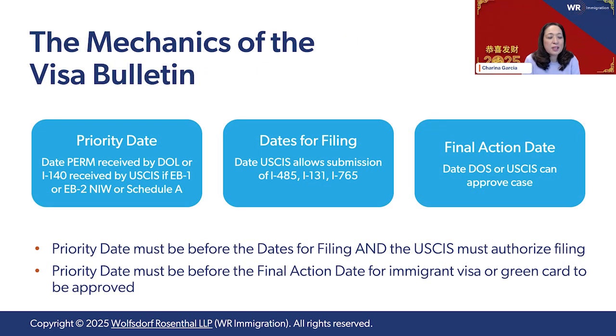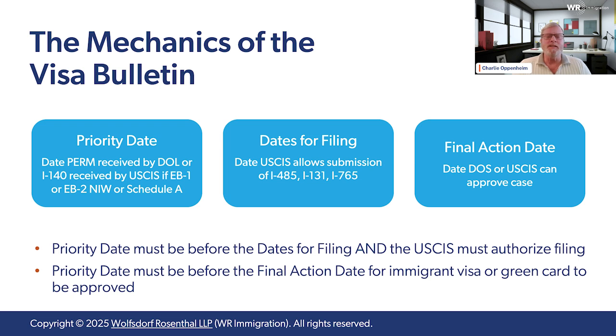Okay. And why don't we talk about the mechanics of the Visa Bulletin? Because we know about the priority date, the dates for filing, and the final action date. The priority date is basically your date when you get in line. If you're going to the deli counter, you grab the number, that's when you're going to get served. So that's the priority dates which are listed.